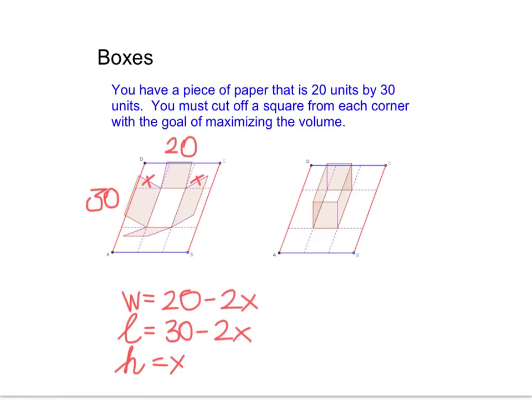Now let's look at the second problem that you did in class. In class you had a 20 by 30 and you cut out a length x from both sides. So our width now is 20 minus 2x. Our length would be 30 minus 2x because I'm cutting out a side x from each side. And the height would be x. So using the graphic organizer, the question is, what are the dimensions of the box?